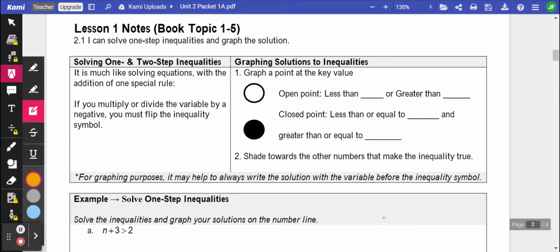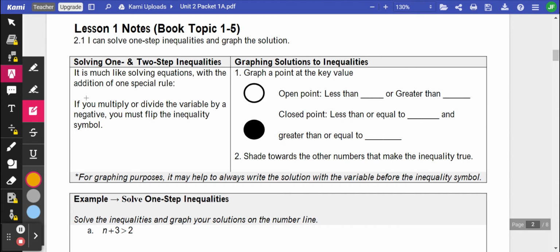Hello, today we're going to start off our second unit for Extended Algebra 1A by focusing on solving one-step inequalities and graphing the solutions. So you'll see this table here at the top highlights two pieces that are new. Everything else is the same process that we used when we were solving inequalities in Unit 1.